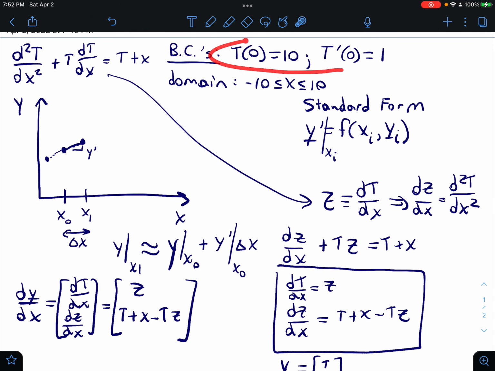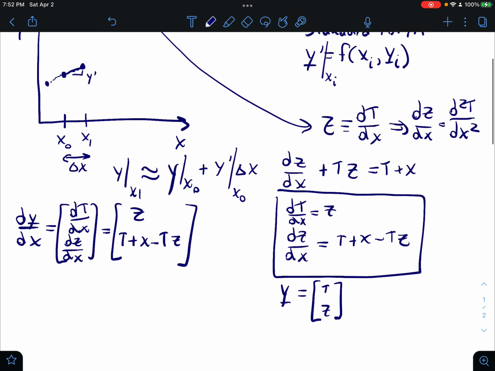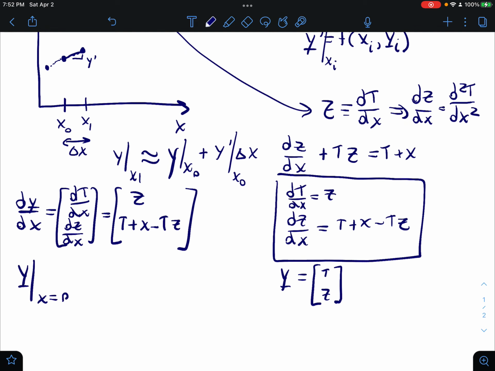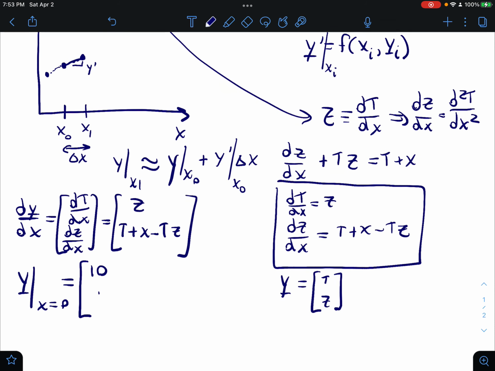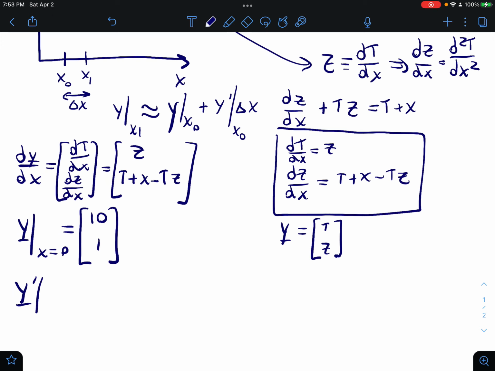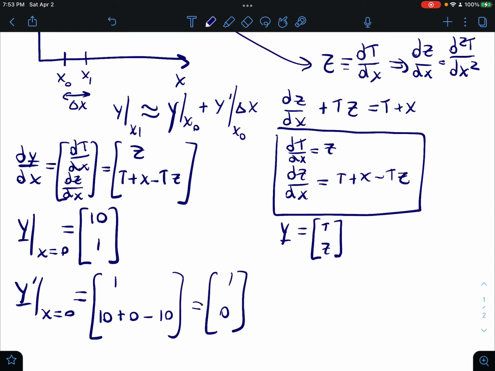Okay, so now let's look where we're at with the boundary conditions. This boundary condition can be translated because we know t prime is now z. So we know that y at x equals 0 is going to equal t is 10 and t prime is 1. 10, 1. So we know y at x equals 0, but we also can use that information to calculate y prime at x equals 0, because notice that t is 10 and z is 1, right? So y prime at x equals 0 would equal 1, and then 10 plus 0 minus 10 times 1 equals 1, 0.